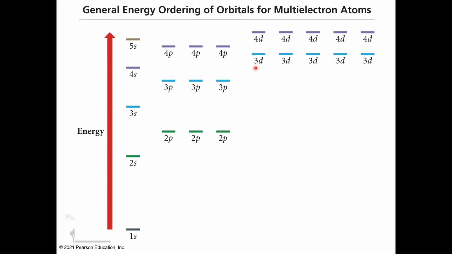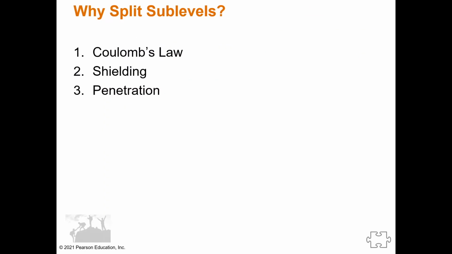There are two different ways for you to memorize this order, so don't worry if this looks like a jumbled mess. There is a method in memorizing this order. We're going to take a look at the 3 reasons why the subshells split up within a given energy level: Coulomb's Law, shielding, and then electron penetration.